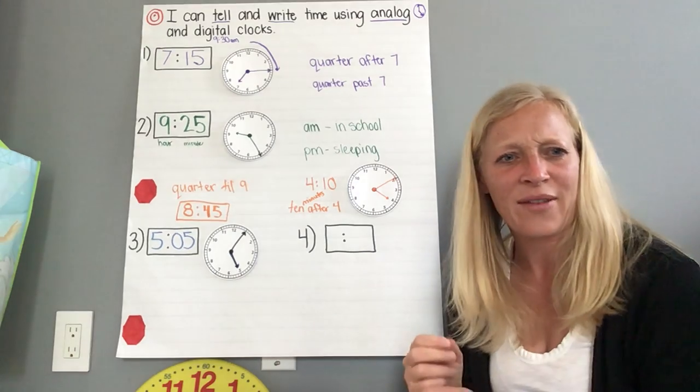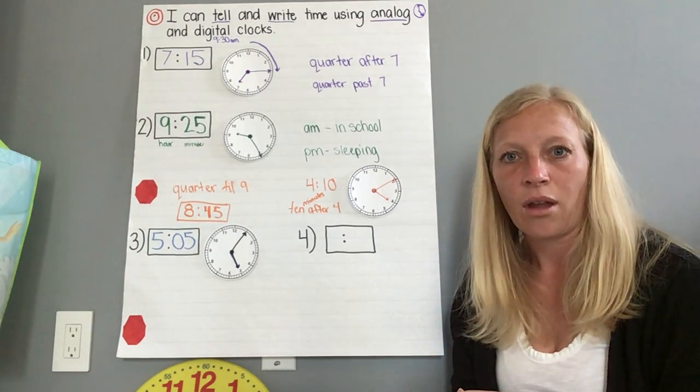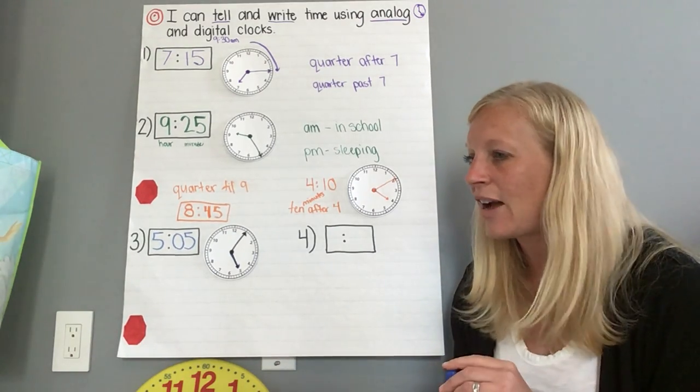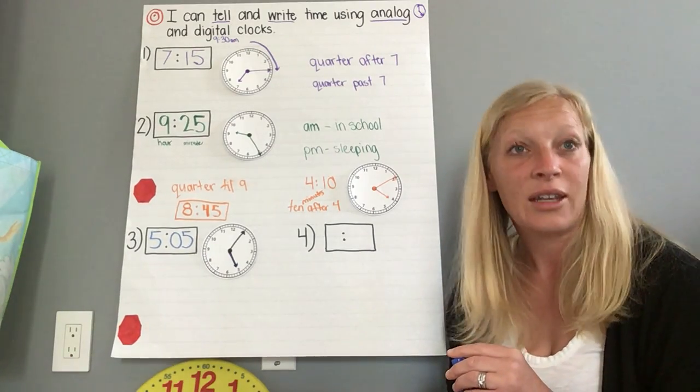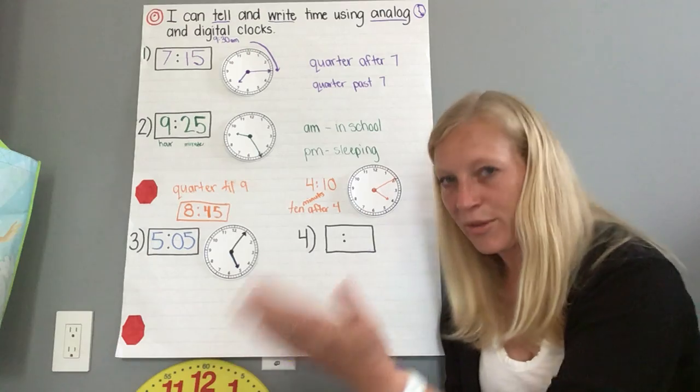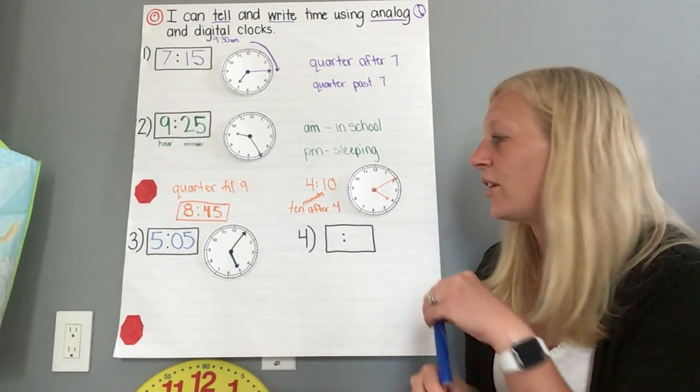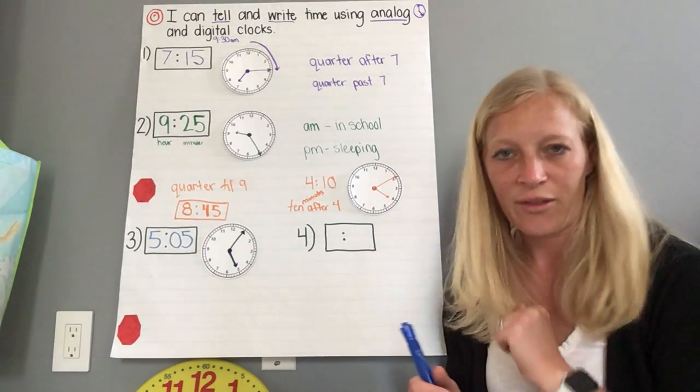What are you doing at 5:05 in the morning? Hopefully sleeping. What about 5:05 in the afternoon or in the PM? Eating dinner, coming home from school. Very nice. Okay. All right, ready for my next one?